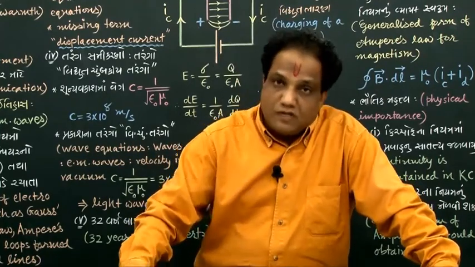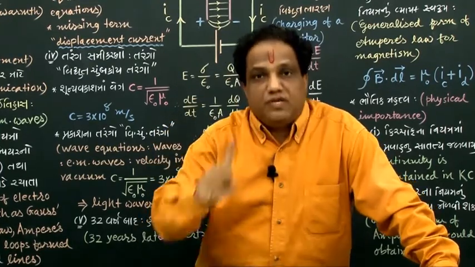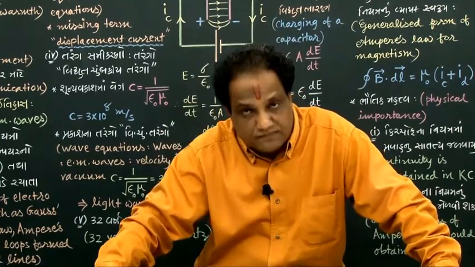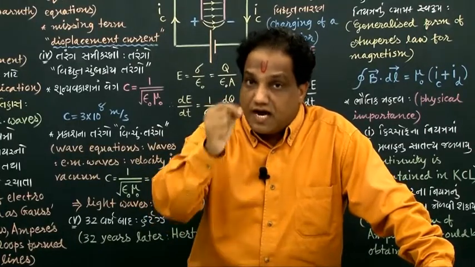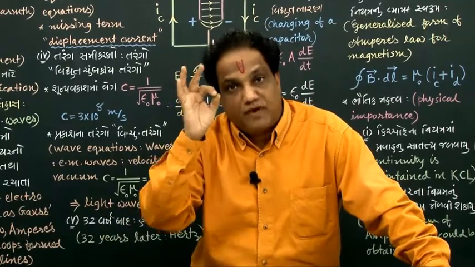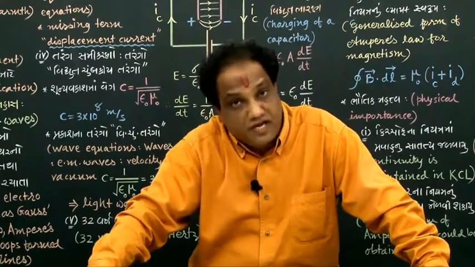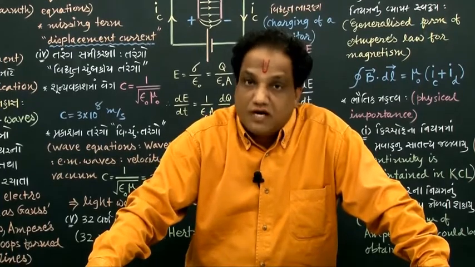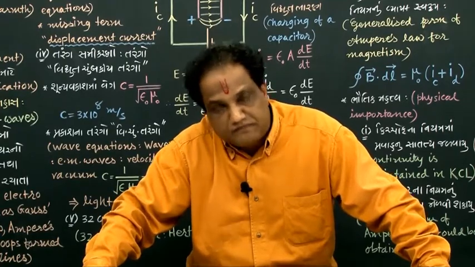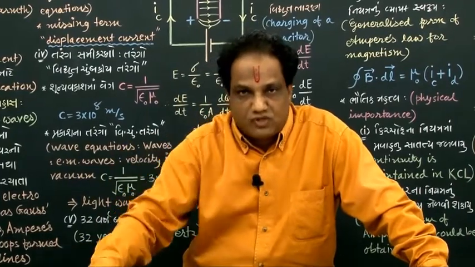You will not believe, 32 years after the prediction of Maxwell, Mr. Hertz, in the memory of whom we gave the unit of frequency, same fellow, Mr. Hertz, proved all these predictions 100% correct. So Mr. Maxwell was such a great physicist that all the 3 predictions came out to be true in reality, and that credit goes to Hertz because he proved it experimentally first. Got it?